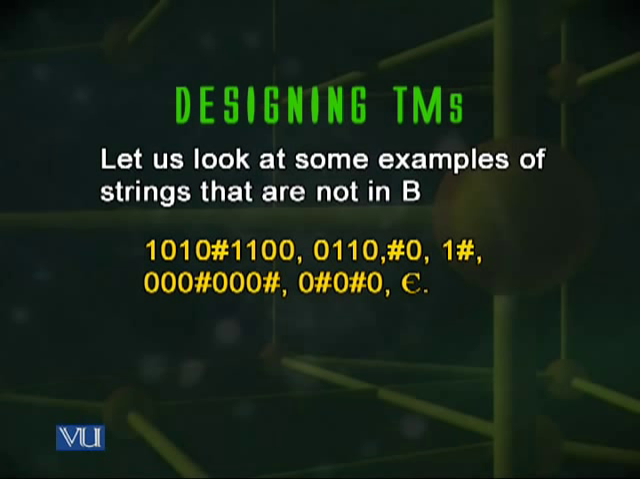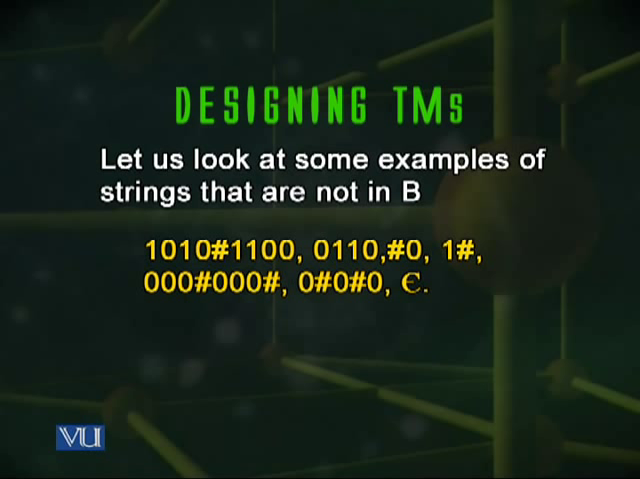Another string that is not in the language is a hash sign followed by 0. As you can see, in this case we can read this string as the empty string hash sign followed by 0, and the empty string is not equal to 0. Therefore, this string is not in the language. Another example of a string not in the language is just 1 followed by the hash sign. In this case, once again, 1 is not equal to the empty string.